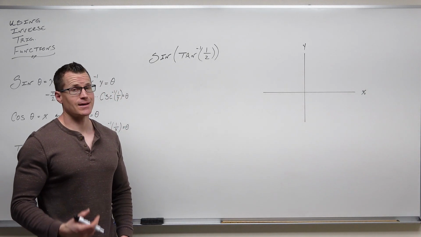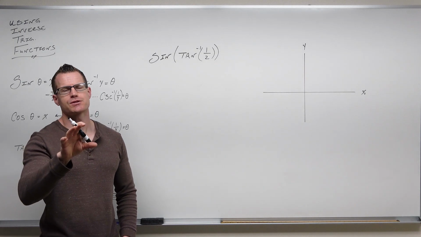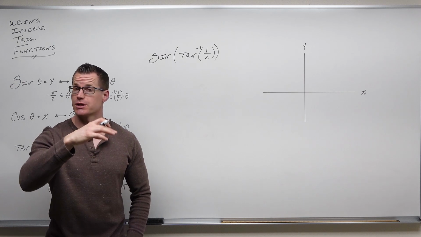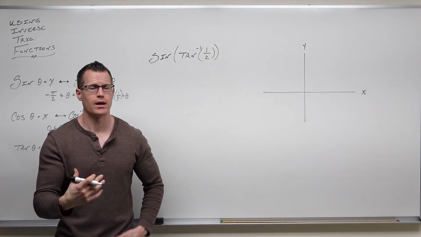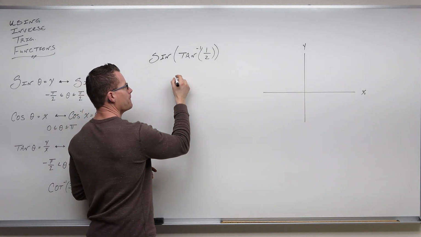All right, so let's take a look at something like sine of tangent inverse of 1/2. We think, all right, we got this, right? Sine needs an angle, tangent inverse gives us an angle. That's great. That's exactly what we want. Inverse trig functions give out angles. That's their output. So let's set it up that way.